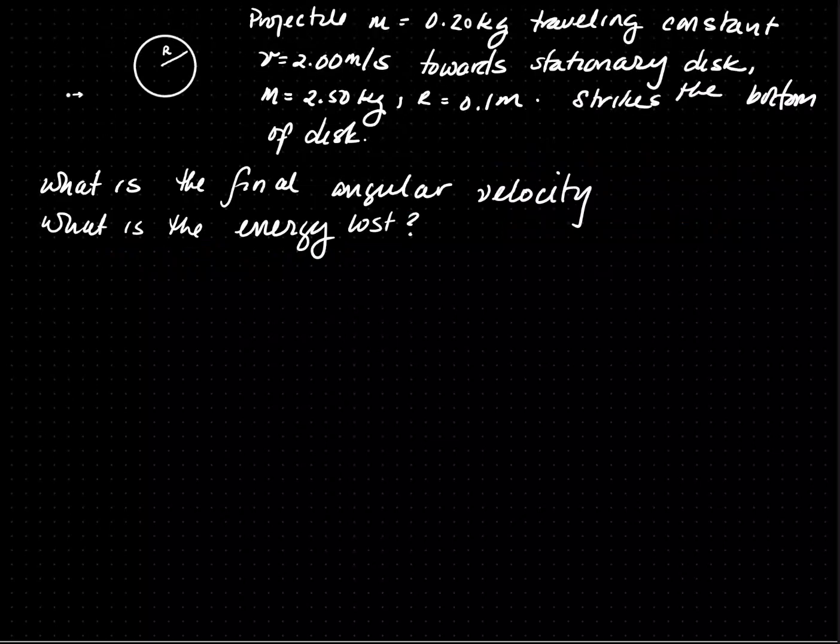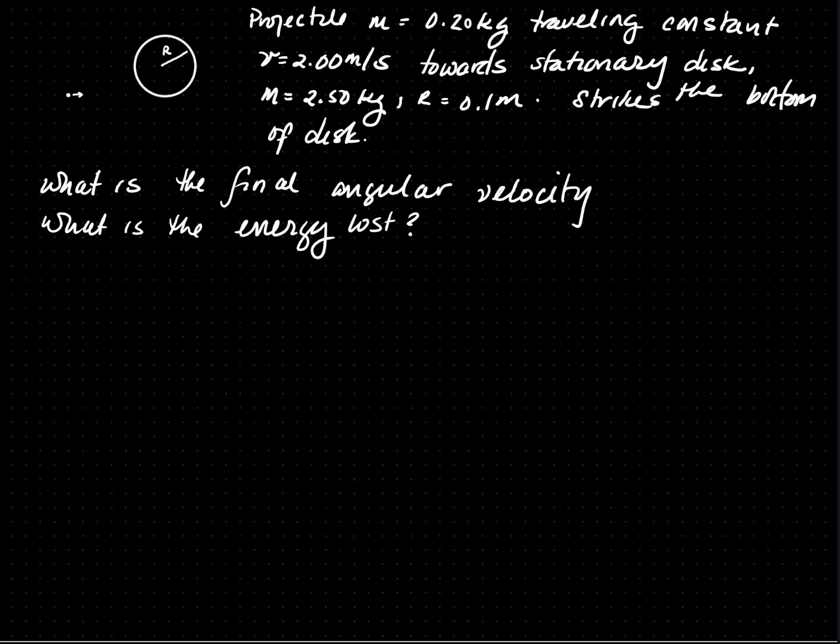This is a problem we did in class. Pause the video, redo your problem, and check your answer. So here we have a projectile traveling at a constant velocity towards a stationary disk. It strikes the bottom of the disk, which is down here. What is the final angular velocity? Momentum is conserved because there is no external torque. So we could write that L initial is equal to L final.